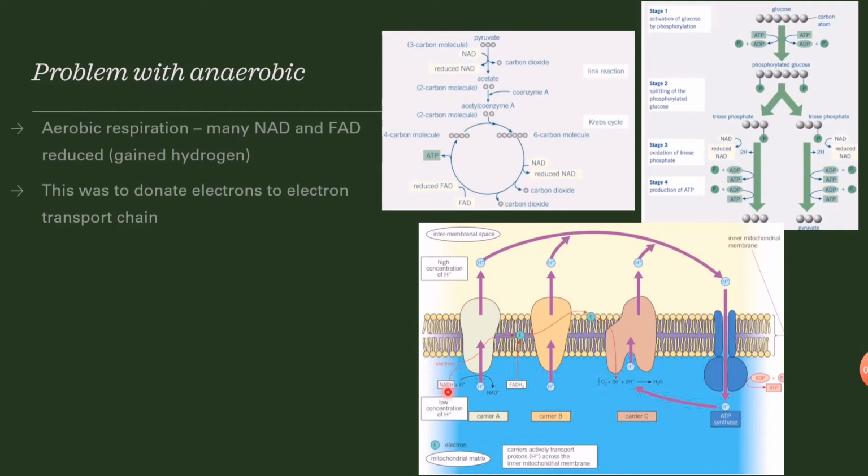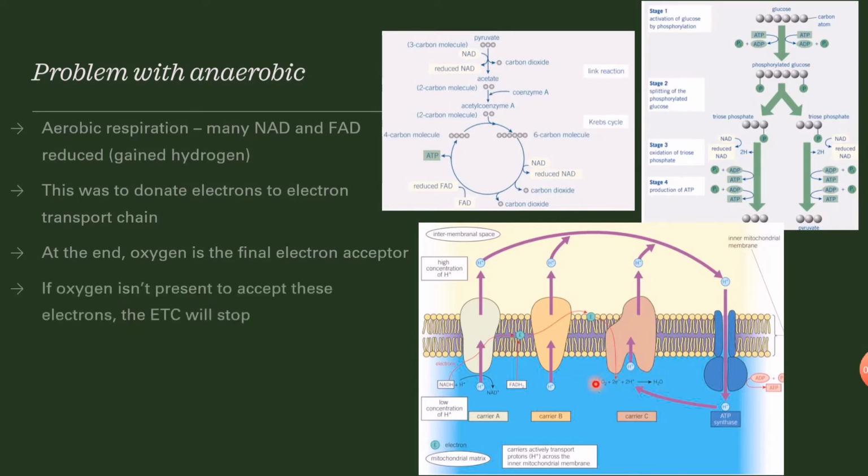But because these coenzymes have gained this hydrogen, they're donating these electrons to the electron transport chain. And at the end of the electron transport chain, oxygen acts as the final acceptor of these electrons. But if this oxygen is not present because we're in the absence of oxygen, the electron transport chain will stop because there'll be a clog up of electrons. There will be no oxidation, reduction, passing on of the electrons because it will all be clogged up. So the electron transport chain will stop.